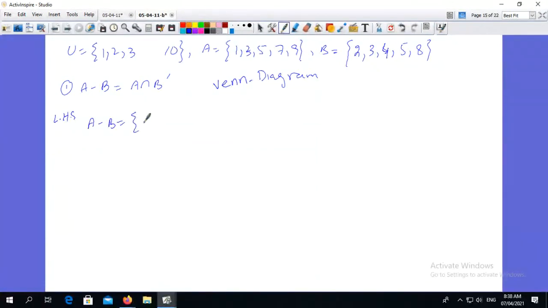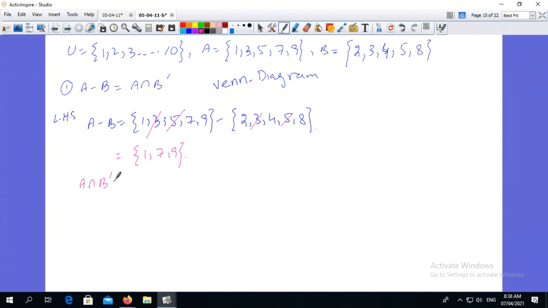A minus B means 1, 3, 5, 7, 9 minus B, which is 2, 3, 4, 5, 8. 3 cancels with 3, 5 cancels with 5, and A minus B is 1, 7, 9.